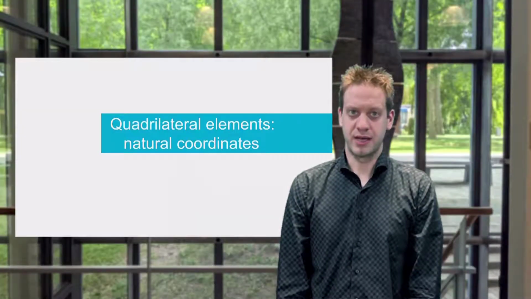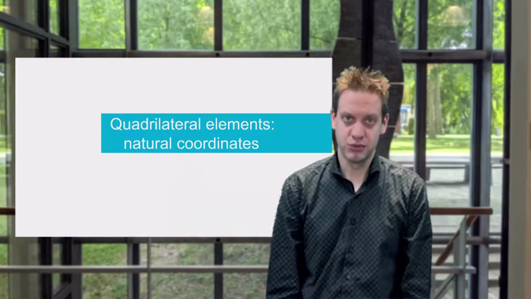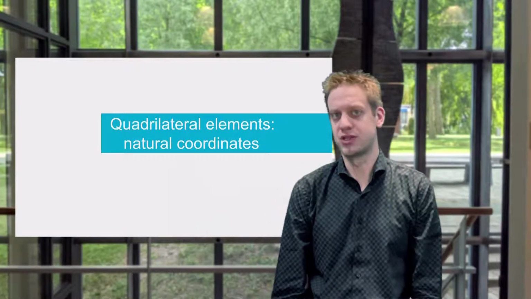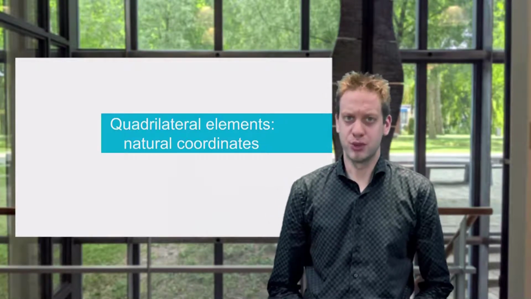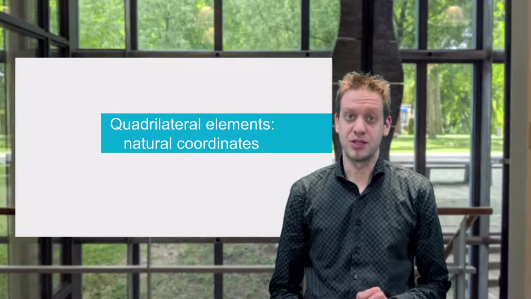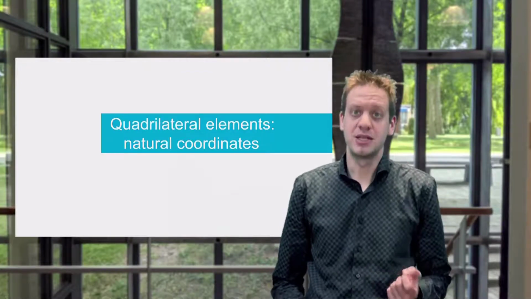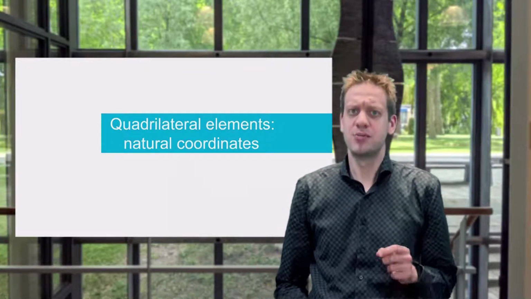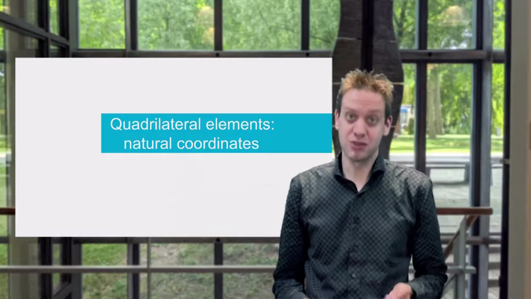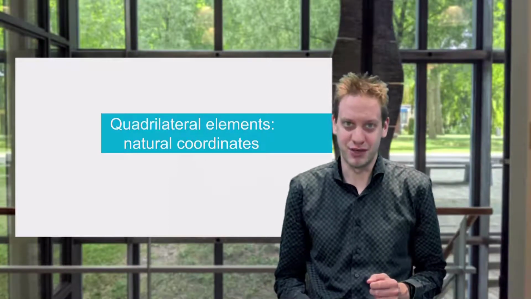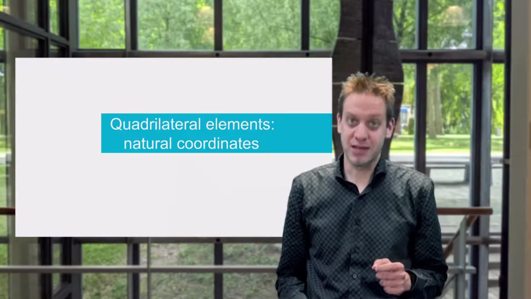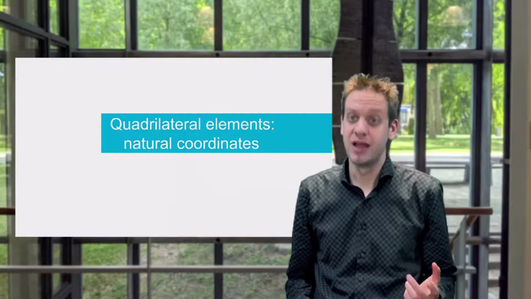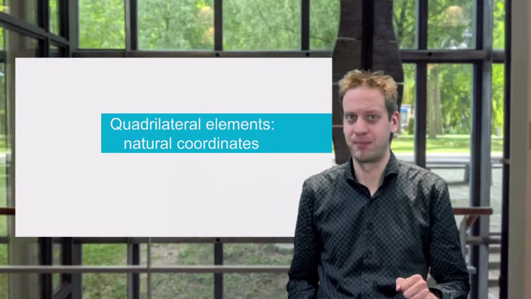Hello and welcome again. As announced in the previous video, we will make the switch to natural coordinates in this video. The reason for doing so is that the geometry of an element is not always a nice rectangle as we used in the previous video. To make the drawings easy to understand, we will still be using a rectangular element in this video, but the methodology can be extended to irregular shapes as well, as you will see in the next video actually.